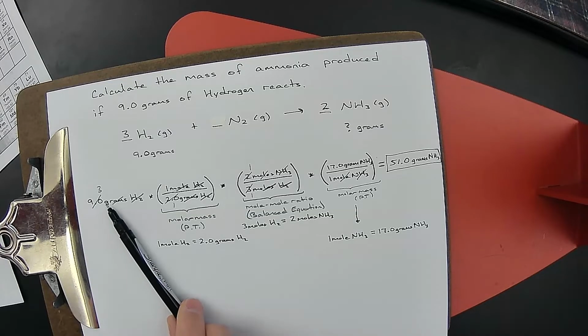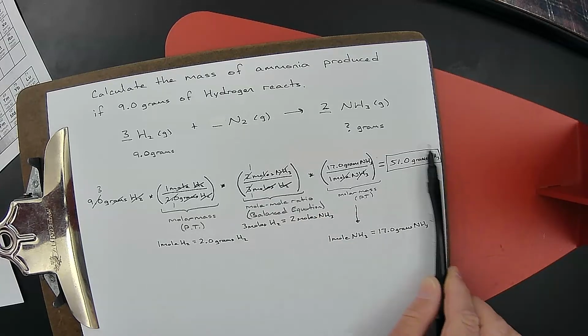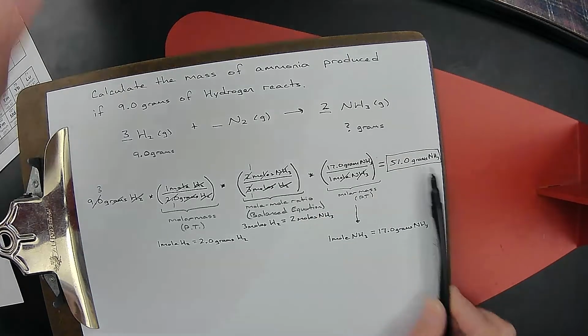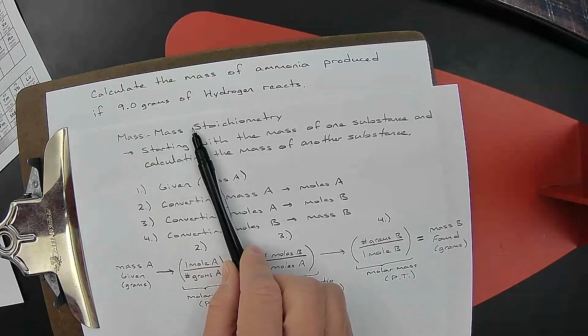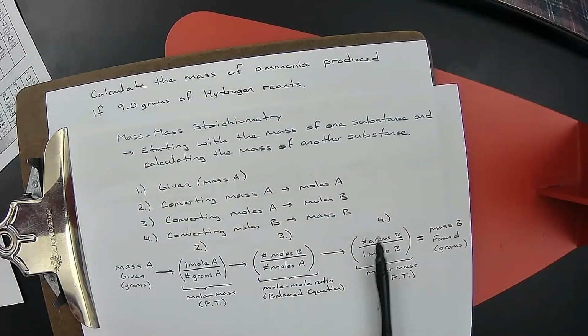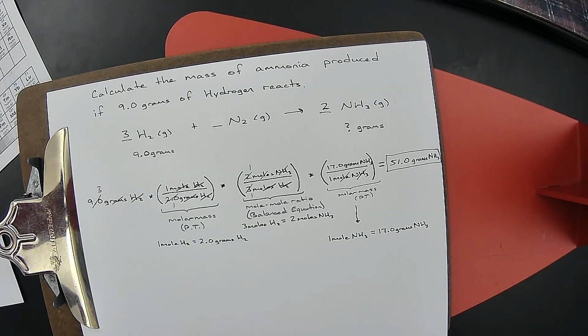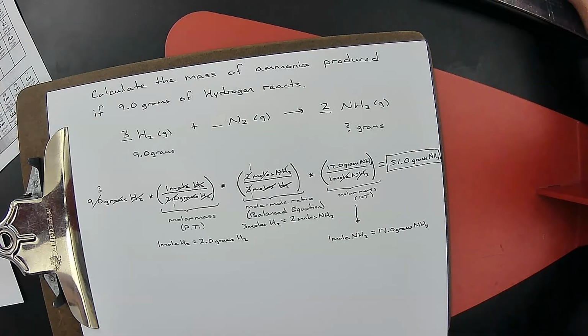We started with the mass of one substance and calculated the mass of a different substance. This is called mass-to-mass stoichiometry, and it involves the following steps. I hope this helps with understanding mass-to-mass stoichiometry.